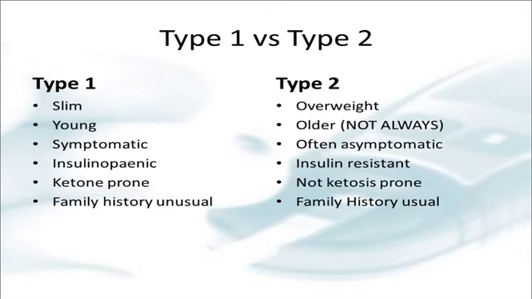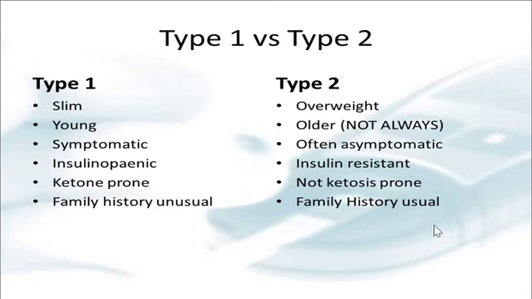Comparatively, if we were to compare type 1 to type 2 diabetes, type 1 diabetics are generally slimmer, they are younger, they tend to be symptomatic, meaning they have the signs and symptoms of diabetes such as polyuria, polydipsia, polyphagia, weight loss. They're insulopenic in that they don't have any insulin. Remember that insulin acts as the key, so that you can take up the glucose into your cells. So no insulin, no key allowing glucose to be taken up into your cells, your body will start to break down fat. By breaking down fat, you will produce a ketotic state, and therefore they are more ketone prone, and of course they don't have a family history of type 1 diabetes.